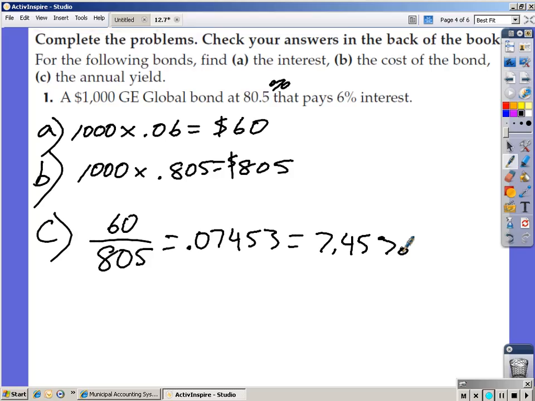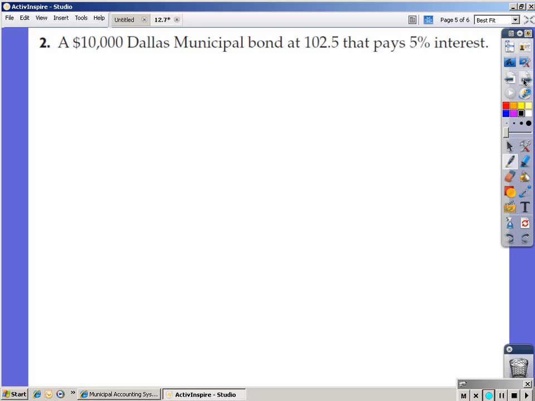Let's go ahead and let's look at problem number 2. Press pause, work it out. It has the same A, B, and C that you worked on the last one. Press play to resume. Okay, problem number 2. A $10,000 Dallas municipal bond at 102.5 that pays 5% interest. Okay, so we're going to find the interest first.